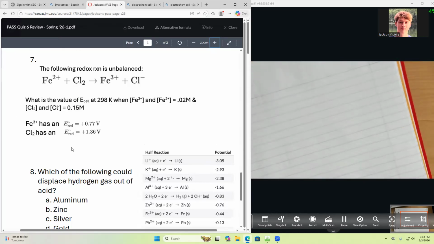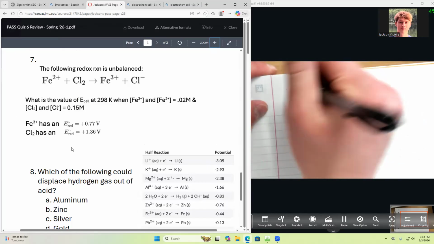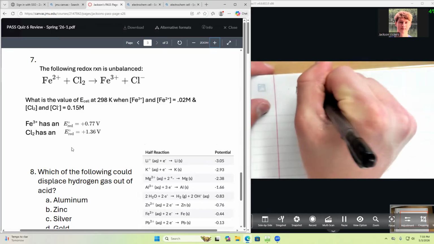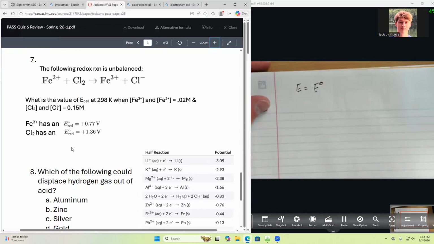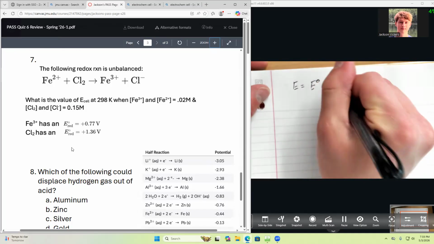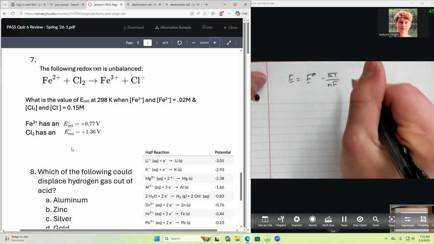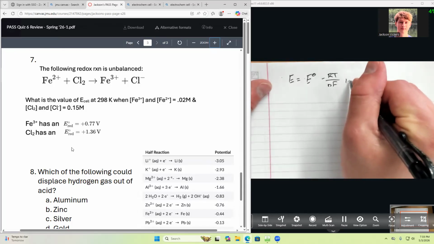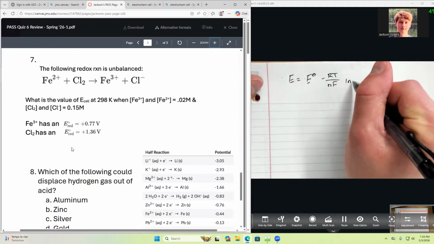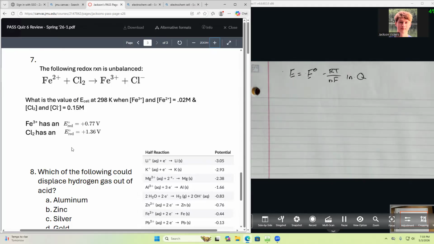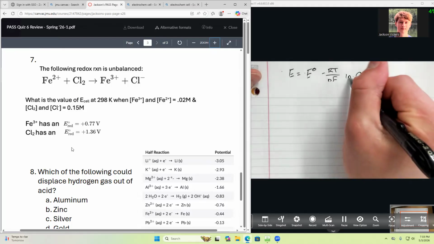The formula I used was this one. But use the formula that is on your formula sheet. I think it's this one. And hopefully if you guys do the abbreviated version, you get the same answer as me. ln Q or log Q? Log, okay, I think you're right.